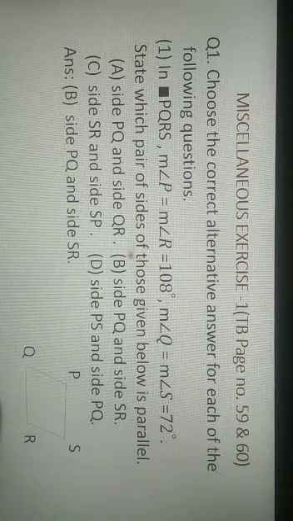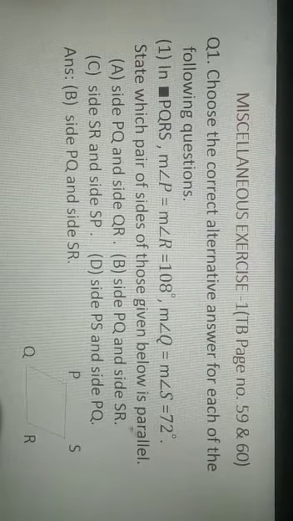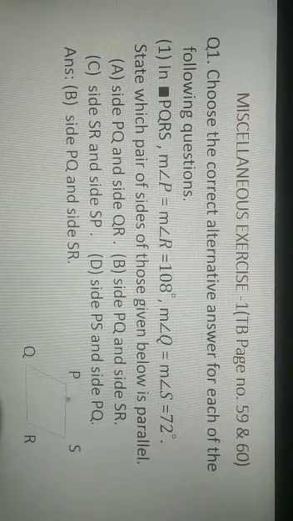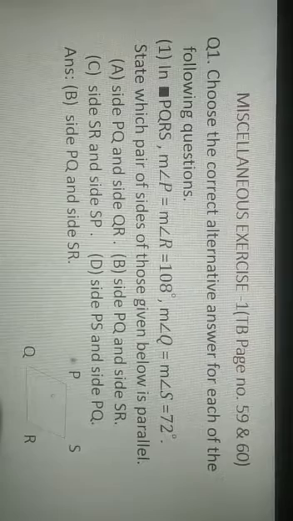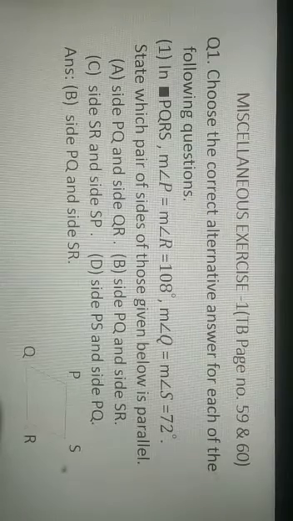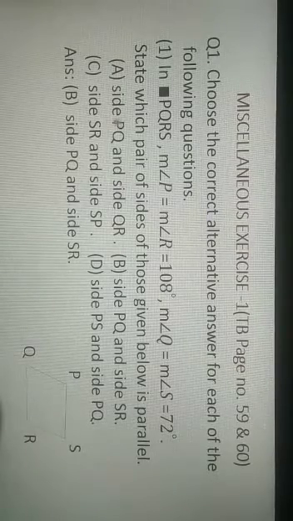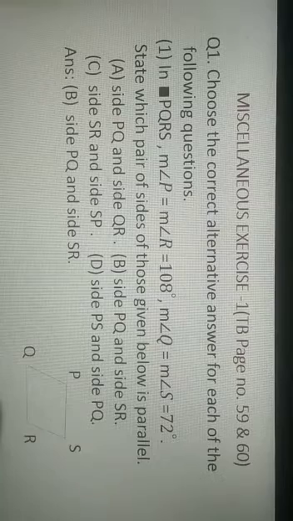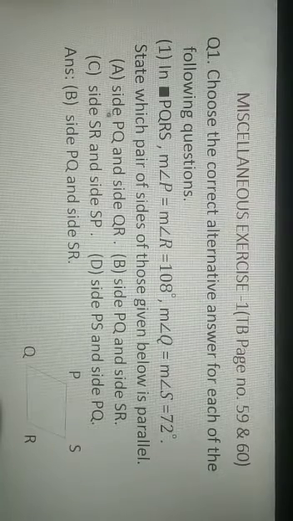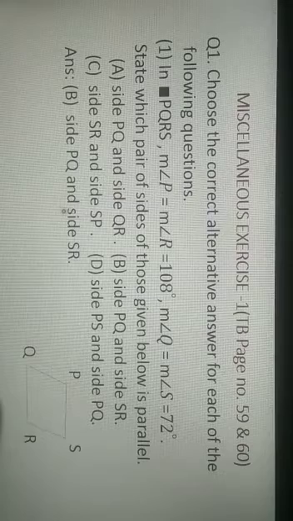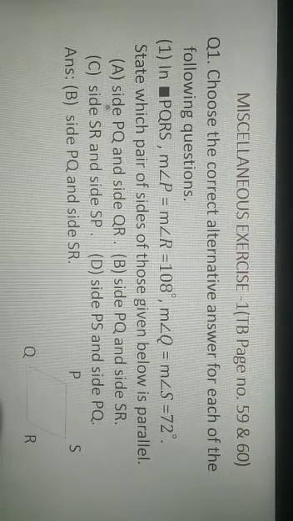State which pair of sides of those given below is parallel. From the given information we have drawn this figure roughly. The parallelogram PQRS is drawn and the multiple choice is given here. Which side is given in the answer part, that we have to choose.